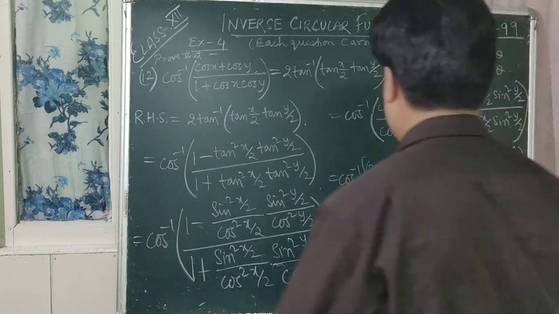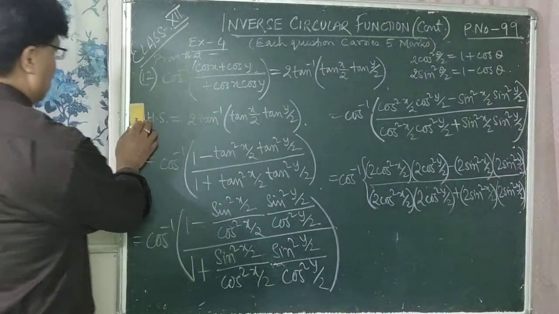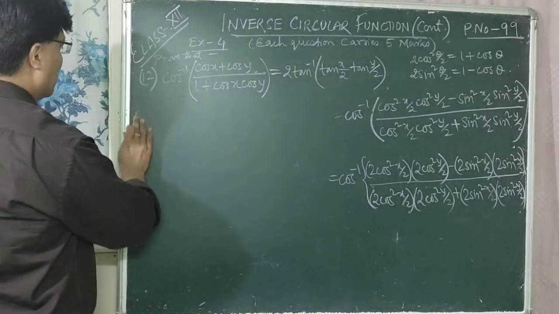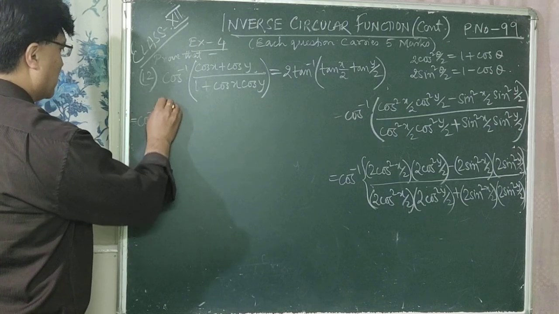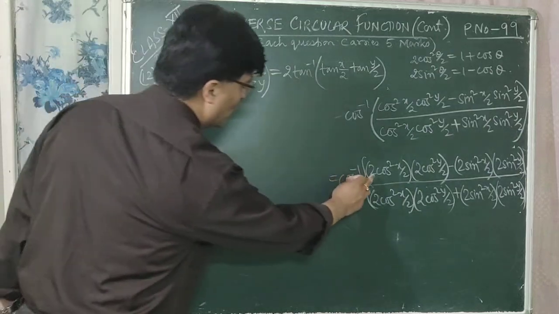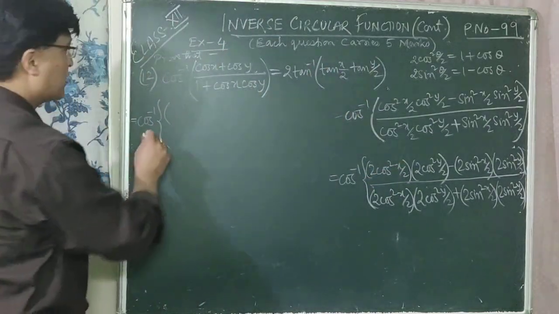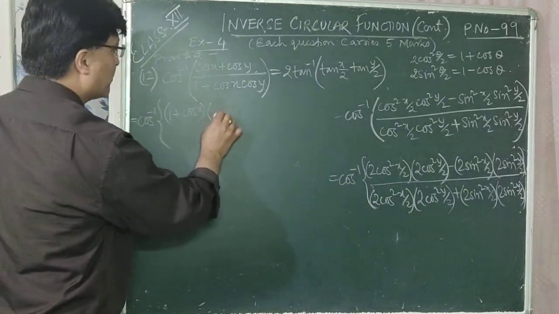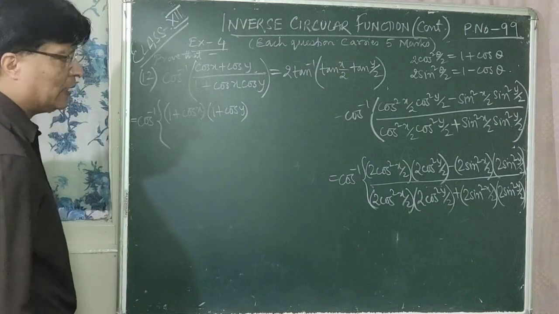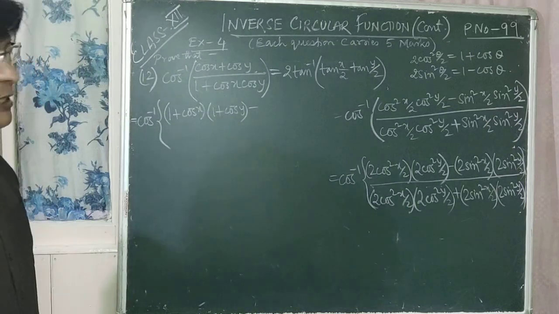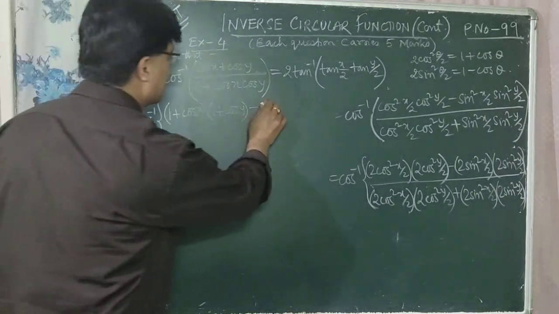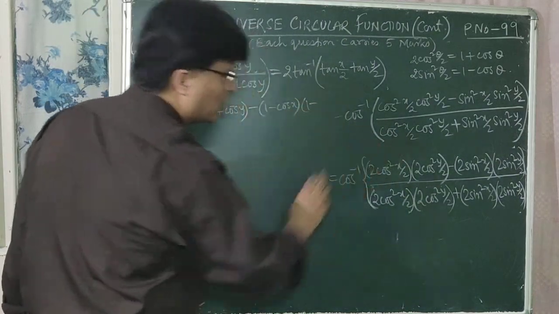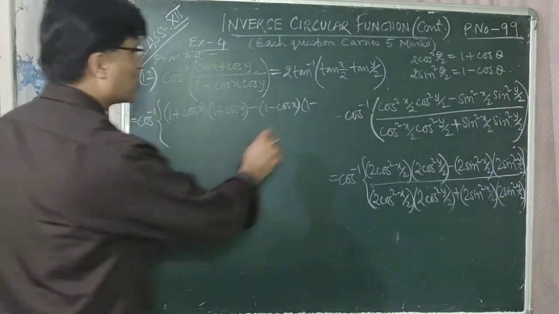So now, let us use the formula now. Now right hand side will be cos inverse within second bracket. Now what is 2 cos square x by 2? That is 1 plus cos x, right? 1 plus cos x. Similarly, what is 2 cos square y by 2? The formula is 1 plus cos y. Okay? Then minus sign. Now what about 2 sine square theta by 2? 1 minus cos theta. But here it is 1 minus cos x. Similarly, what is 2 sine square y by 2? It is 1 minus cos y.